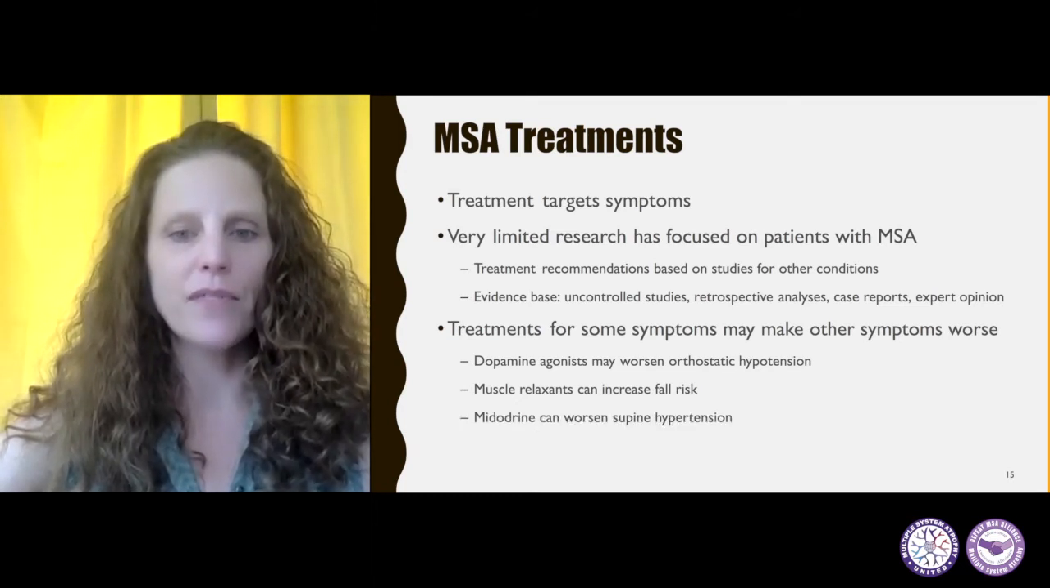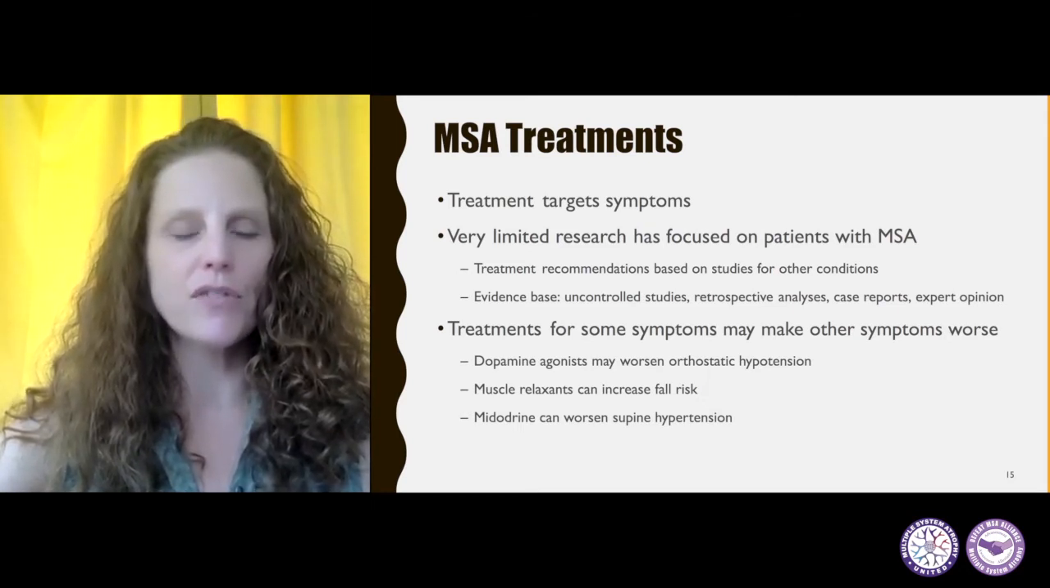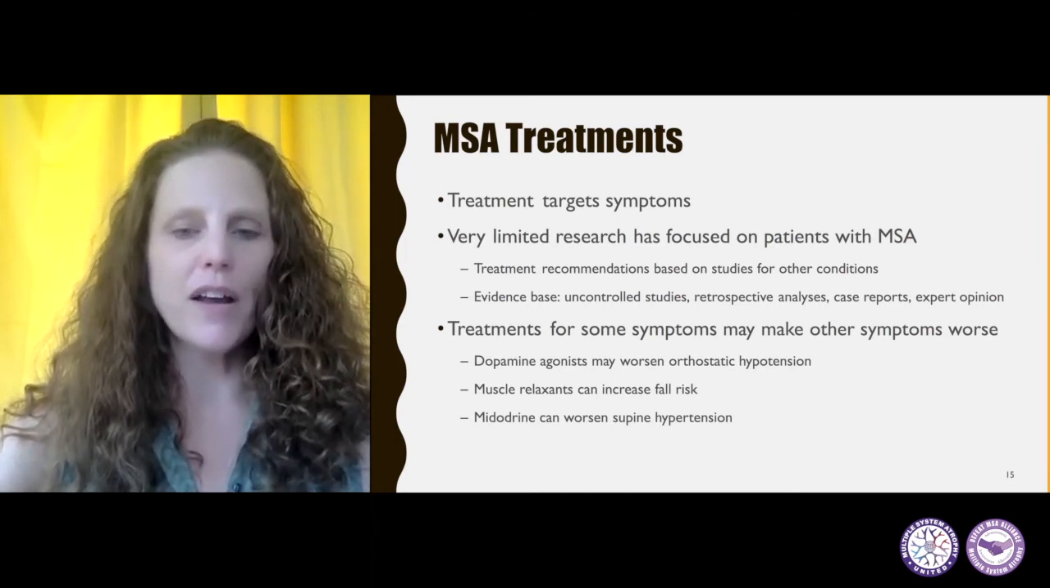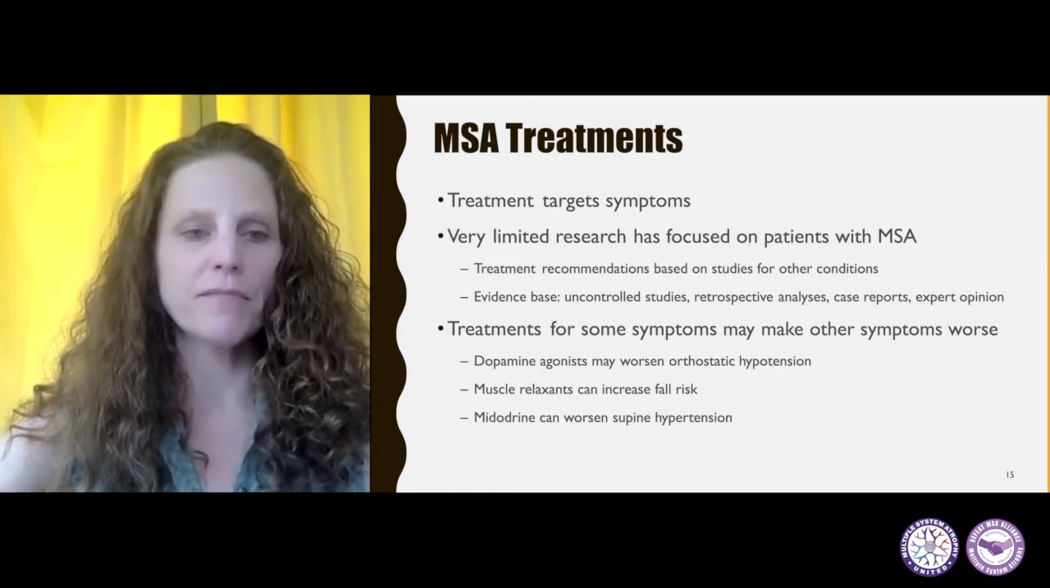Similarly, muscle relaxants may ease the pain of muscle contractions, but can also lead to an increased risk for falls. Finally, midodrine, an alpha adrenergic agonist that increases peripheral vascular resistance and is used to increase blood pressure, may raise blood pressure, but can worsen supine hypertension.